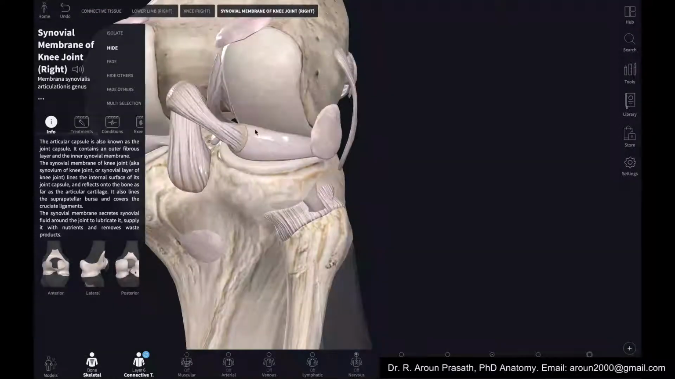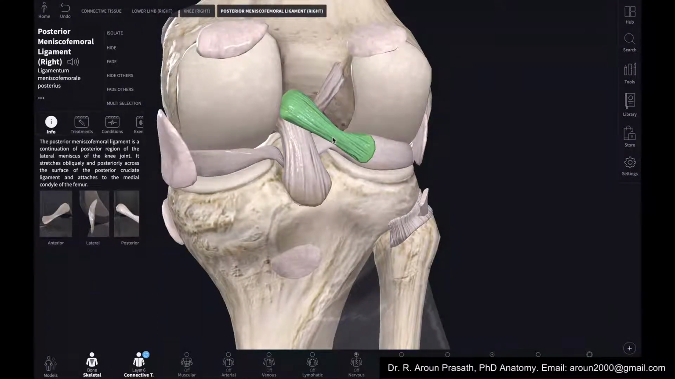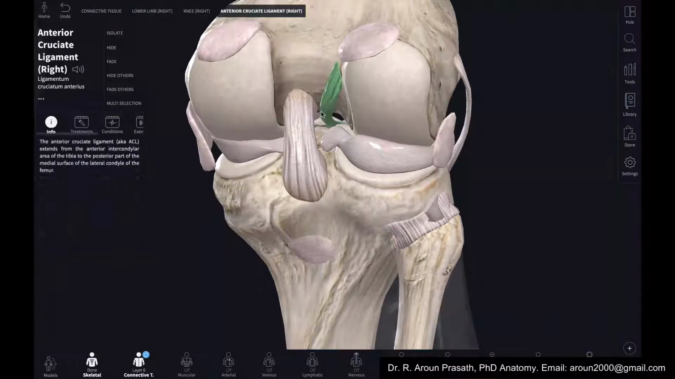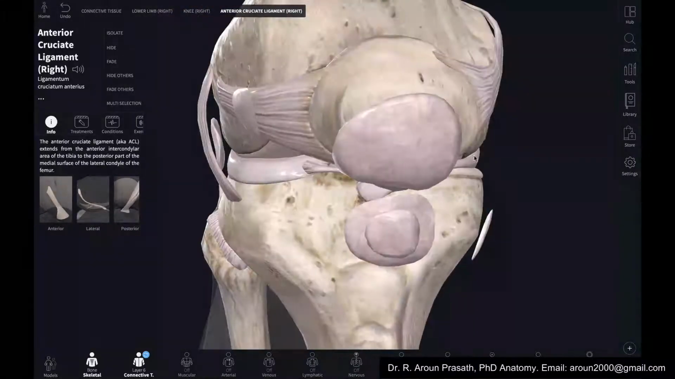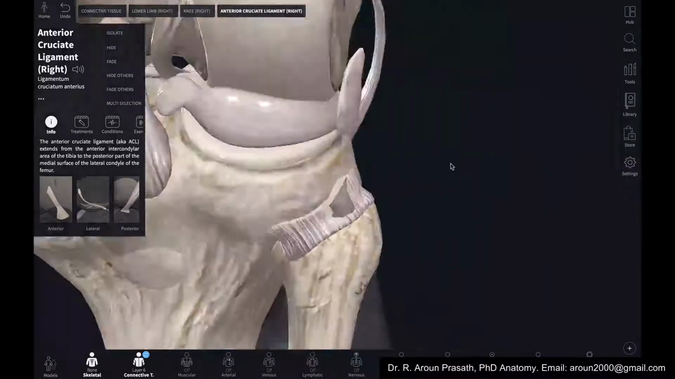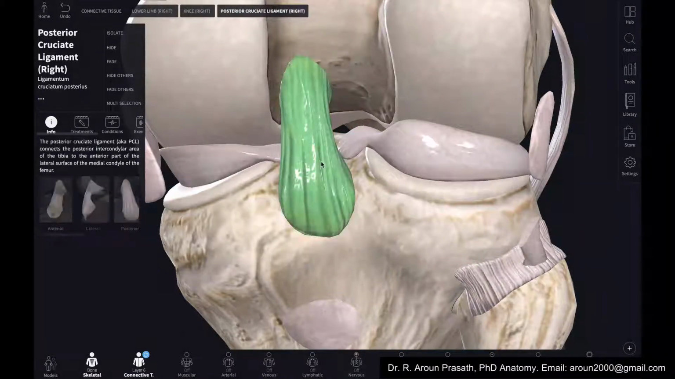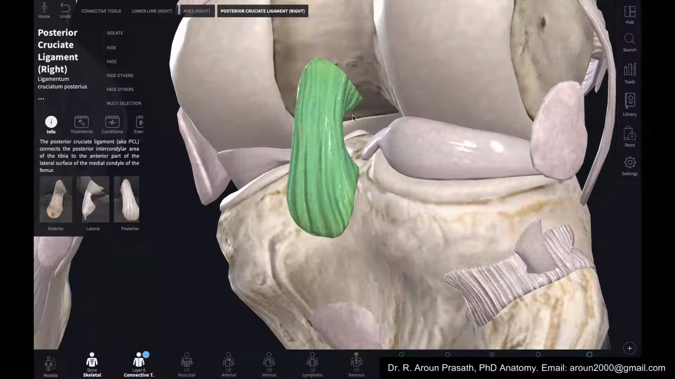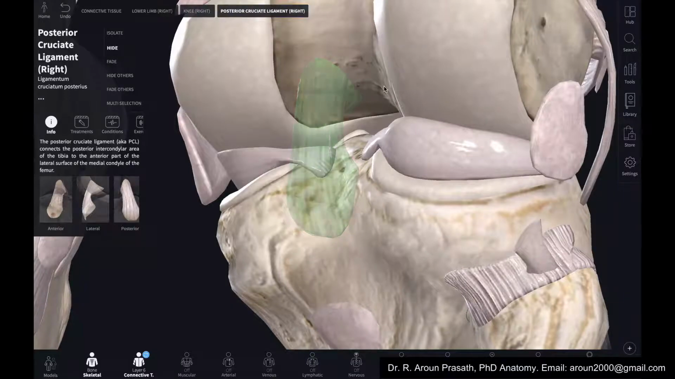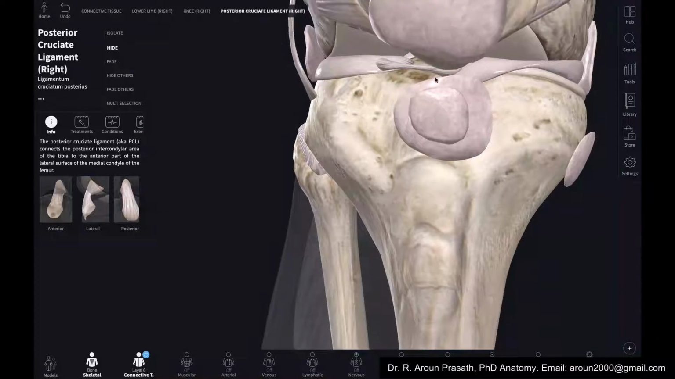Now if you see inside the joint, there are two ligaments: the posterior cruciate and anterior cruciate ligament. These are very strong ligaments. This is the anterior cruciate ligament, which prevents the slipping of the tibia to the anterior side. And this is the posterior cruciate ligament, which prevents the hyperextension of the knee. In the anterior side, between the patella and the tibial tubercle, we have the patellar ligament.